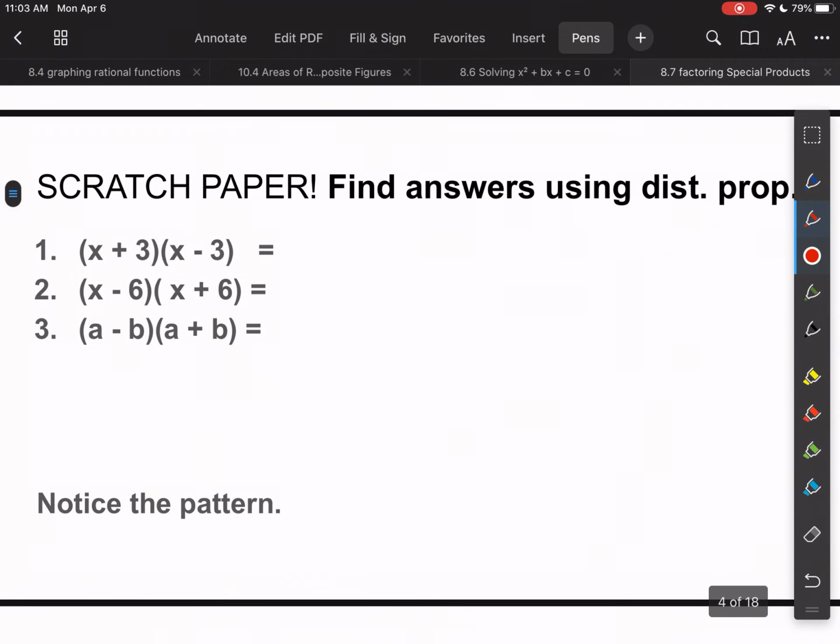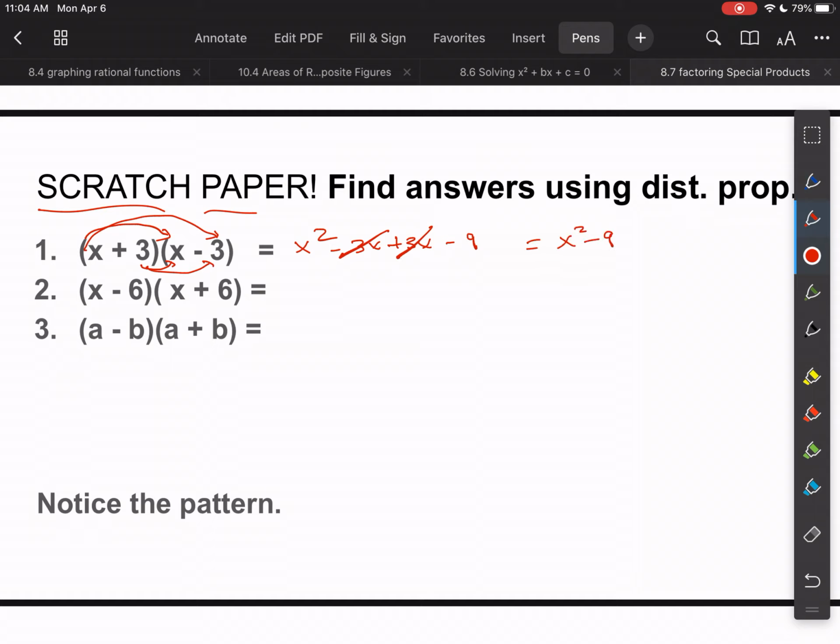I want you to do this on scratch paper. Find answers using the distributive property. I encourage you to stop the video and try this out yourself, but here we go. I'm just going to cruise through it. If you do this, notice that we're FOILing. X times x gives you x squared. X times negative 3 gives you negative 3x. 3 times x gives you positive 3x. And 3 times negative 3 gives you negative 9. Notice what happened to the negative 3x and the positive 3x. Negative 3x plus 3x is 0. And I'm left with x squared minus 9.